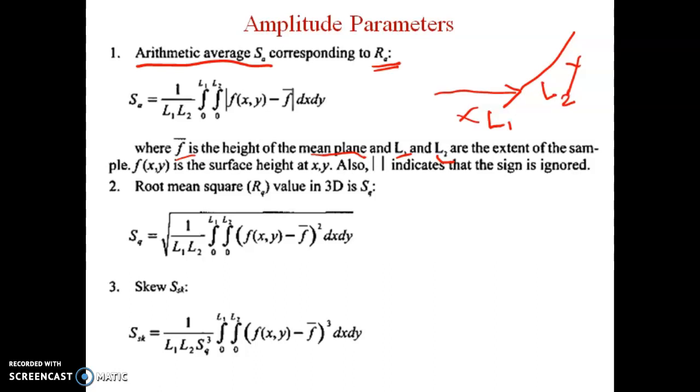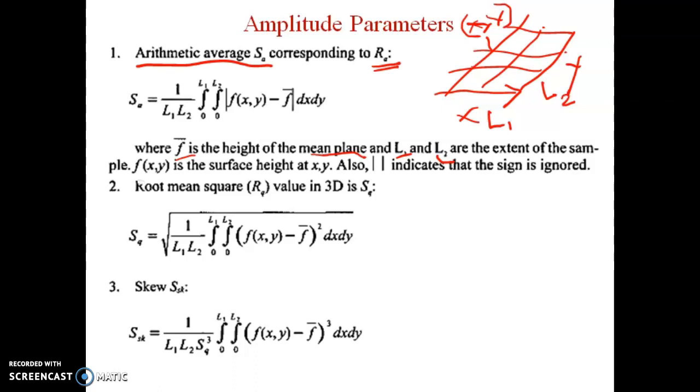Then f of xy is the surface height at xy. We are making many grids over the surface, so each point has a coordinate in the xy system. Each and every point has some surface height, and that height of the surface at each point is given by f of xy.